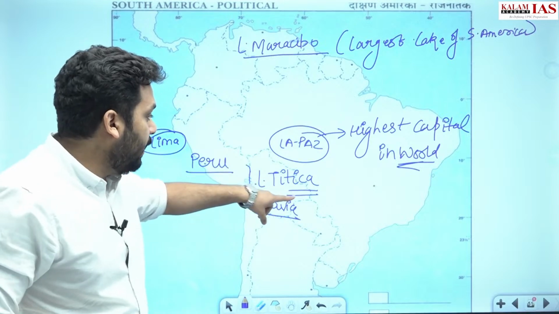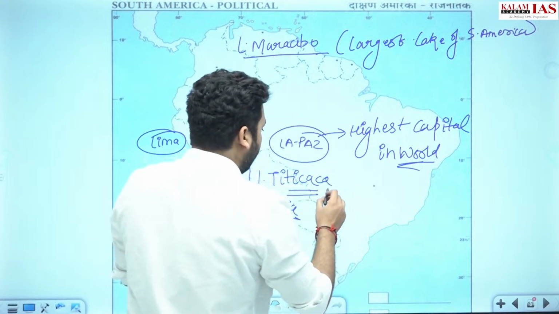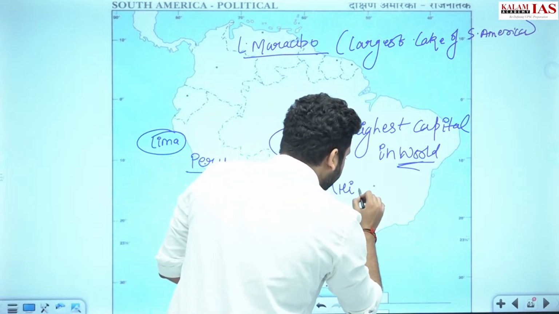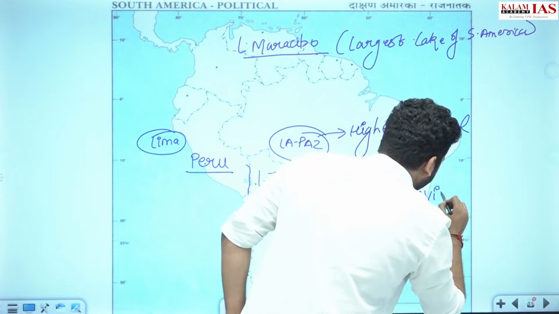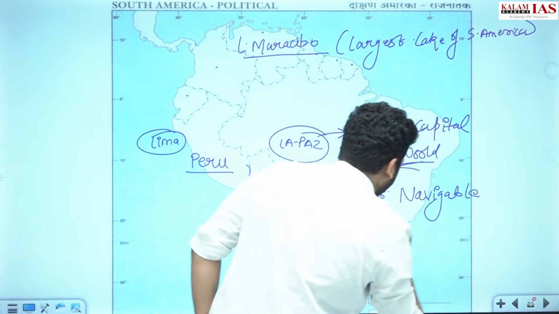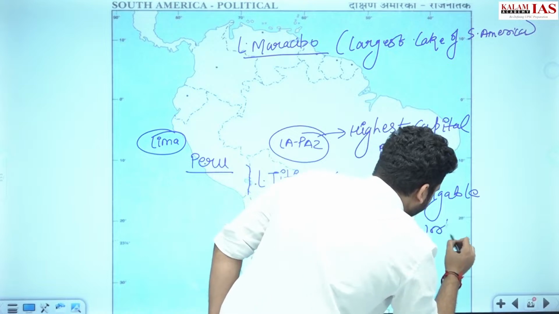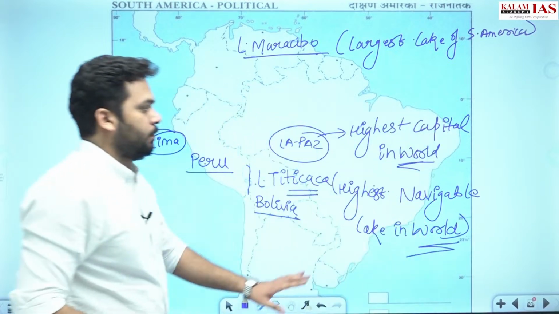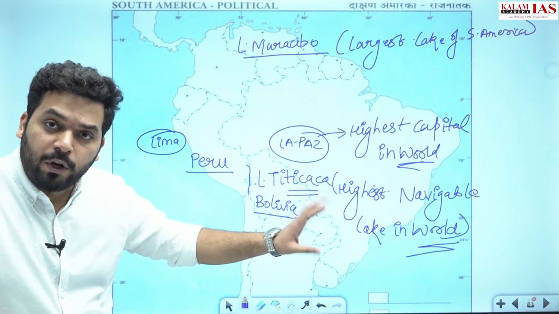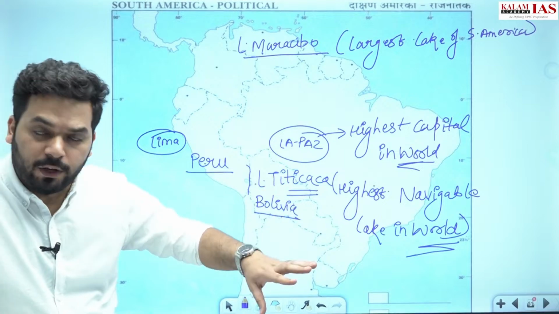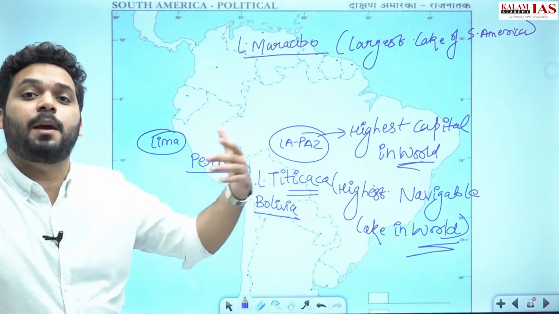So Lake Titicaca is also the highest navigable lake in the world, sharing its border with Peru and Bolivia. Peru and Bolivia, highest navigable lake in the world. La Paz, which is the capital of Bolivia, is the highest capital in the world.